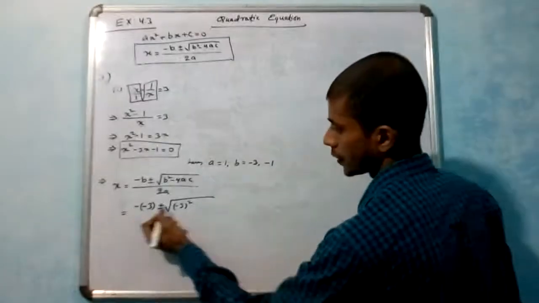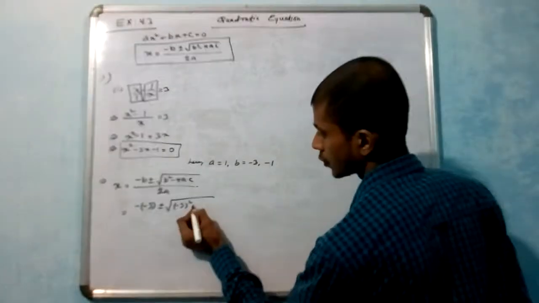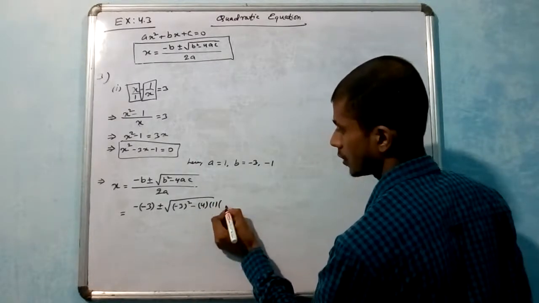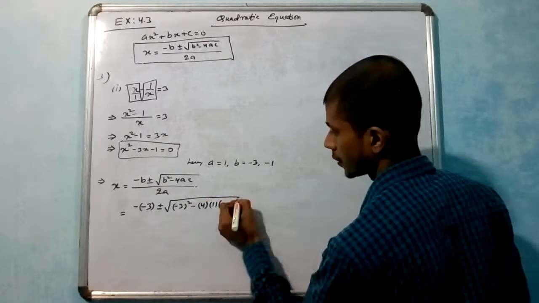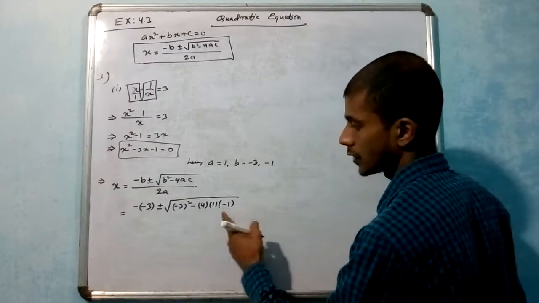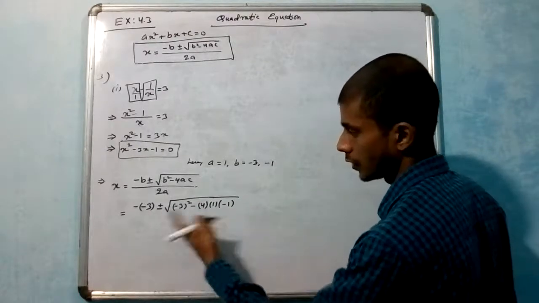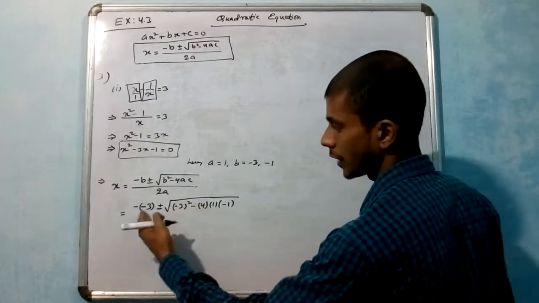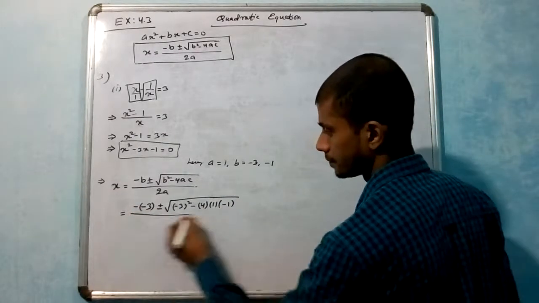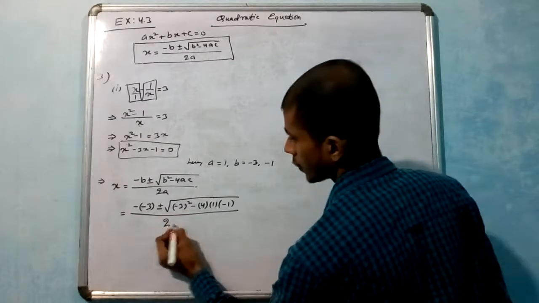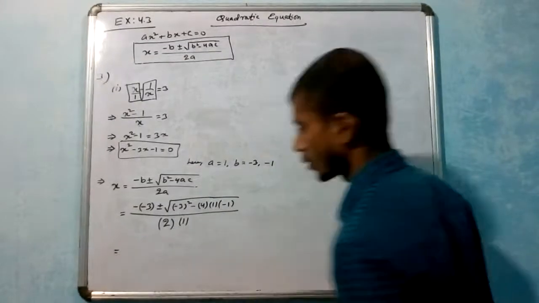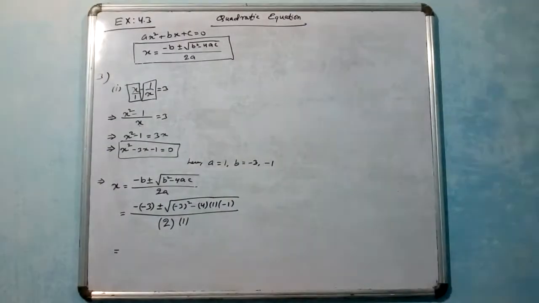So minus of minus 3, then plus minus under root minus 3 square, then minus 4, and what is a? 1. And what is c? Minus 1. Correct? See, I did not calculate, I just substituted the value so that I can see further. Minus minus becomes plus, and here it will become 9, here it will become plus 3. Clear? Now twice of a. What is a? 1. Fine.